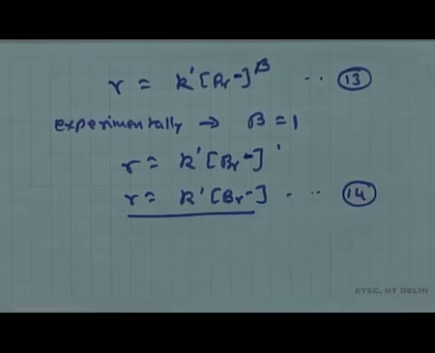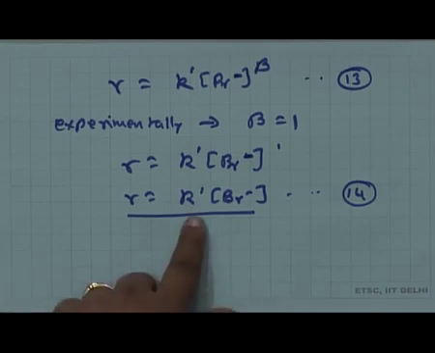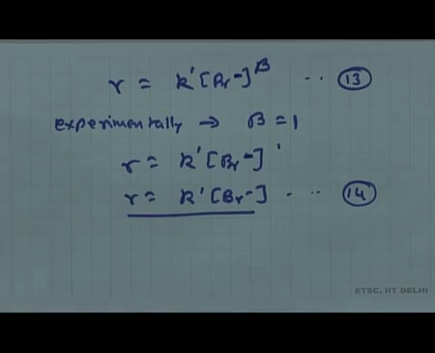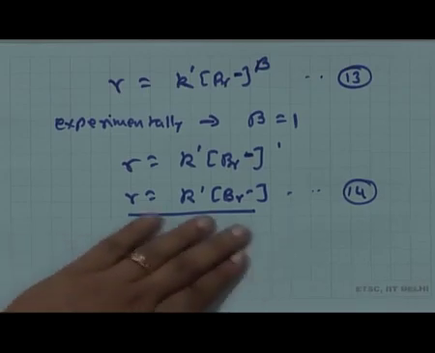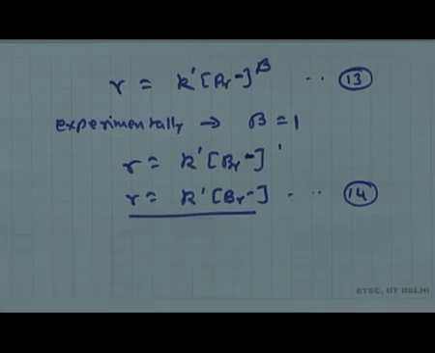So, once we have introduced this isolation method, we went ahead and did the experiment and found out that beta is equal to 1. Once we found that beta is equal to 1, we rewrite our rate expression, which has K prime. Remember, K prime is equal to K times the concentration of ClO minus, the initial concentration, raised to the power alpha, times this Br minus, where beta now is known to be 1.